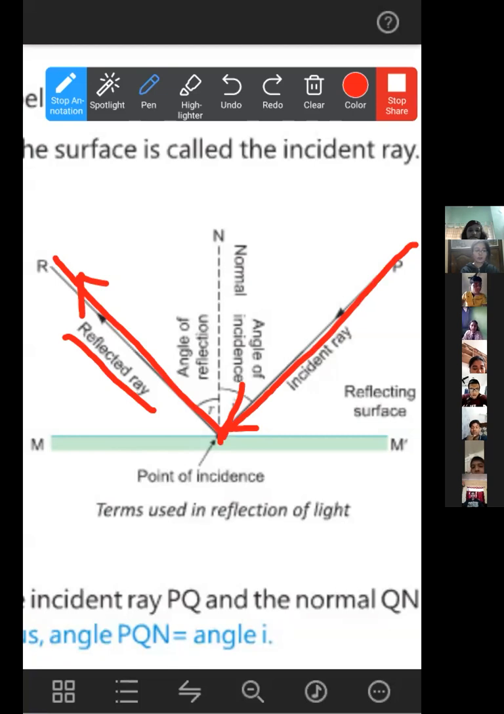Now, through this point of incidence, if we draw a straight imaginary line, that will be called the normal. And this line is perpendicular to the surface.